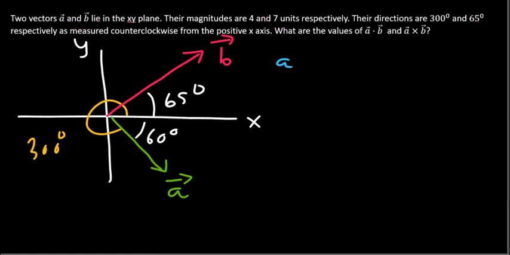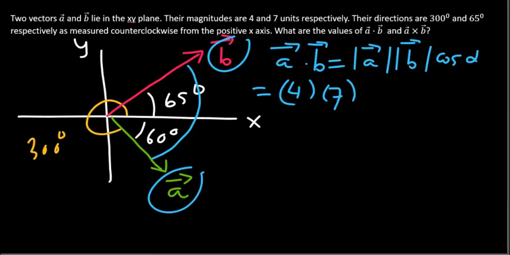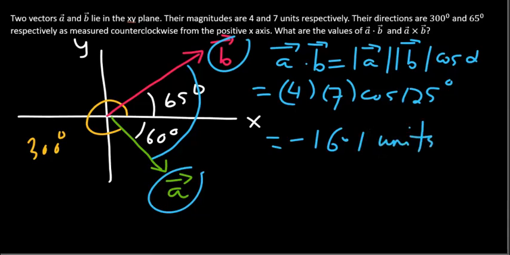Now let's solve A dot B. By definition, A dot B is the magnitude of vector A times the magnitude of vector B times cosine of the angle between these two vectors. Now we know the magnitude of A is 4, the magnitude of B is 7. The angle between vector A and vector B is this angle, which is 125 degrees. So cosine 125 degrees, which will turn out to be minus 16.1 units.